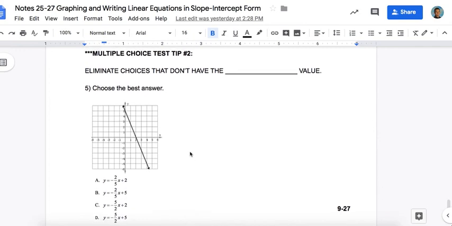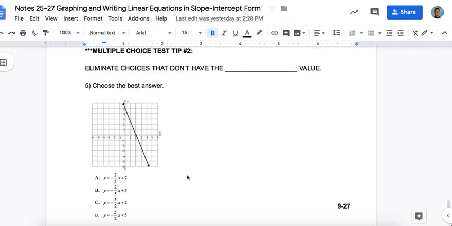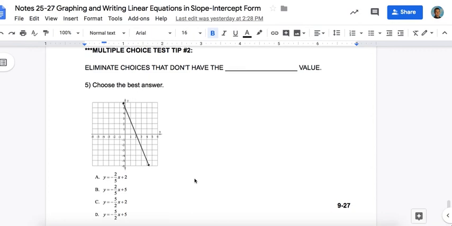So we have to go to our multiple choice test, tip 2. Eliminate choices that don't have the y-intercept value. Okay, so my y-intercept is right here, and that is 5. So I'm going to cross out all the equations that don't end with 5. So that's this one, because that has a y-intercept of 2. And it's this one. This one also has a y-intercept of 2. So now I got to decide, is the slope negative 2/5 or is it negative 5/2?